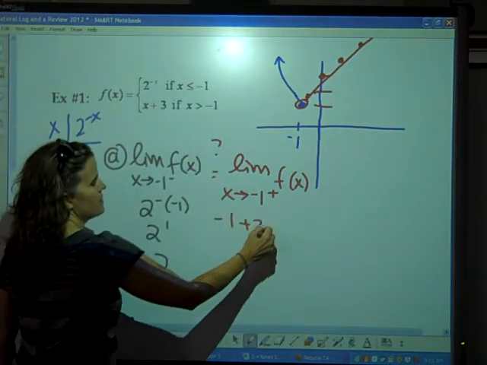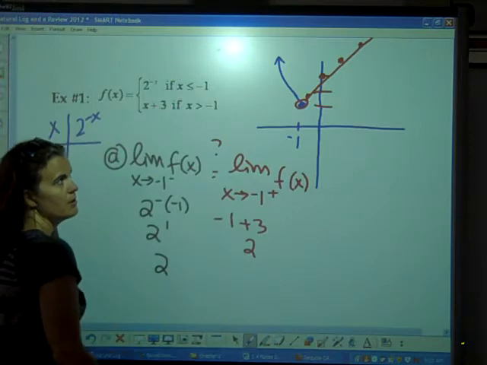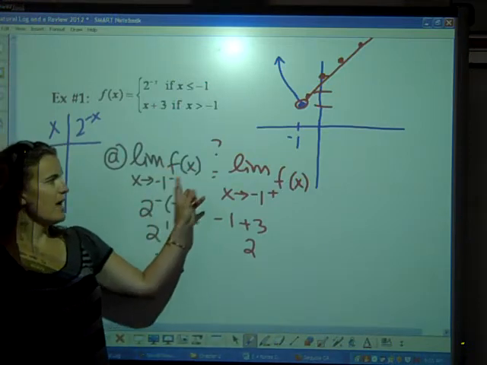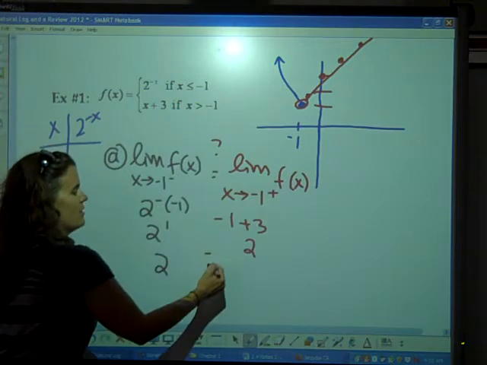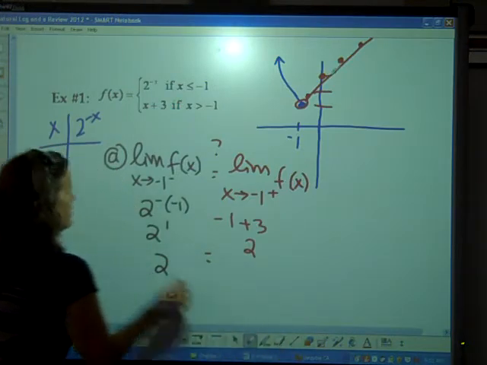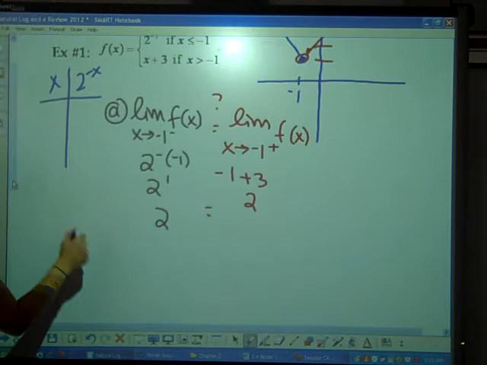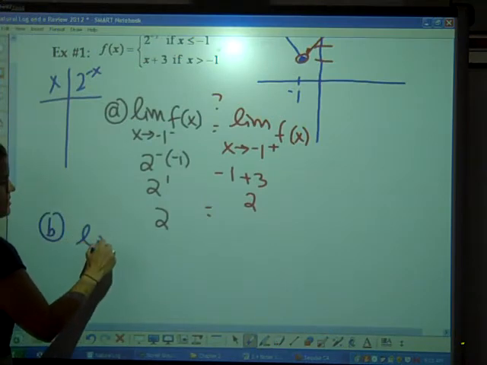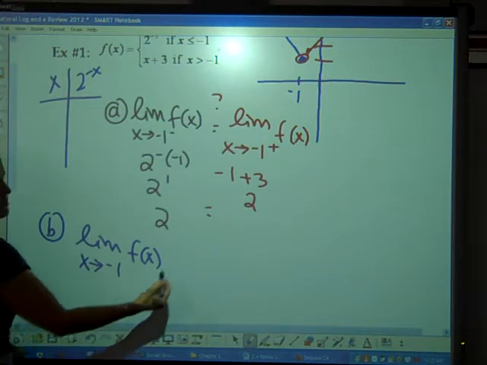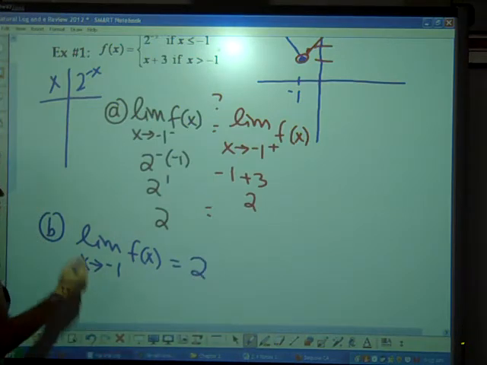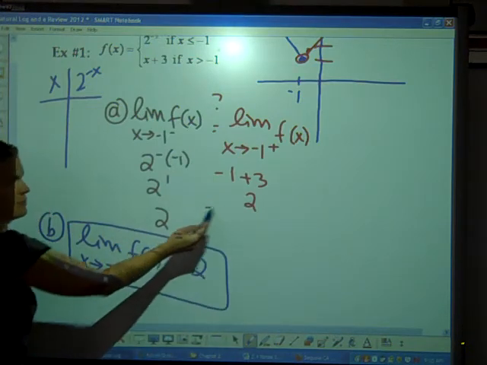So negative 1 plus 3, that is also 2. Okay. So because the limit from the left equals the limit from the right, they both equal 2. I know that for our second question, the limit does exist. So for part B, the limit of f of x as x approaches negative 1 actually equals 2, because the limit from the left equals the limit from the right.